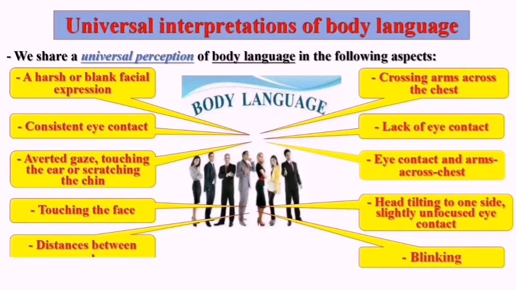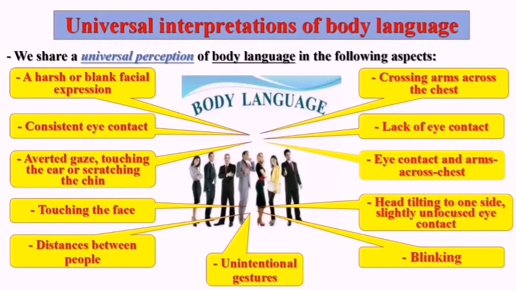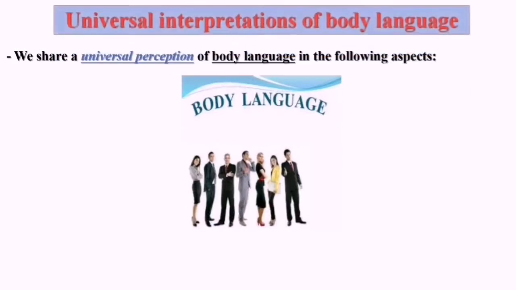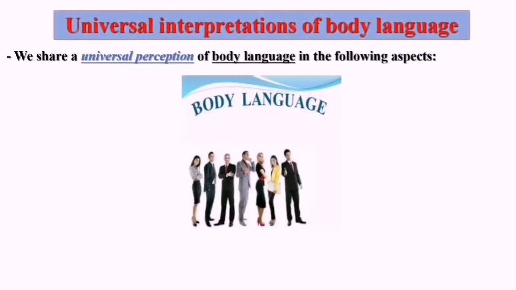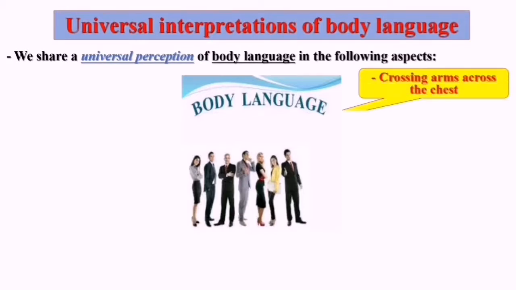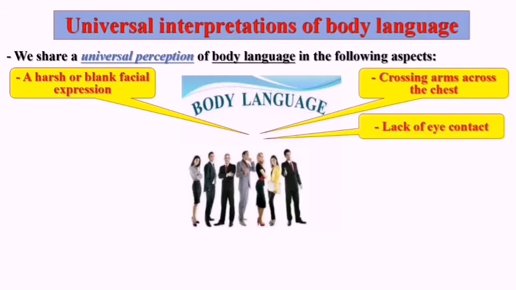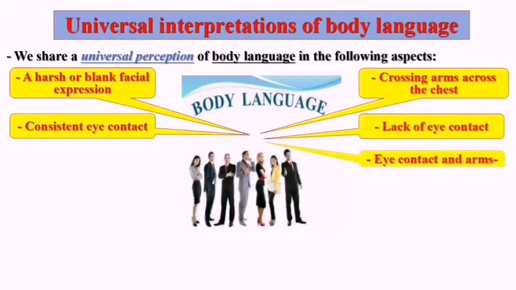Number 1, crossing arms across the chest. Number 2, a harsh or blank facial expression. Number 3, lack of eye contact. Number 4, consistent eye contact. Number 5, eye contact and arms across. Number 6, averted gaze, touching the hair or scratching the chin.